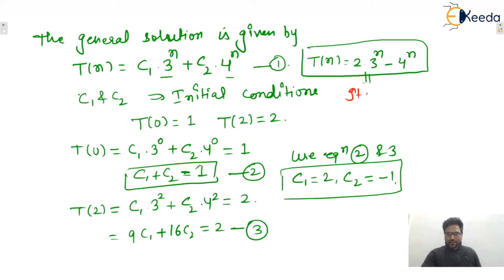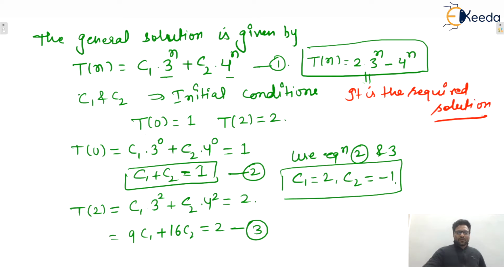It is the required solution, isn't it? Okay, so that will be the solution. So first step is what? Write the characteristic equation. How to write the characteristic equation I told you. Next, write the general solution after finding out the roots.